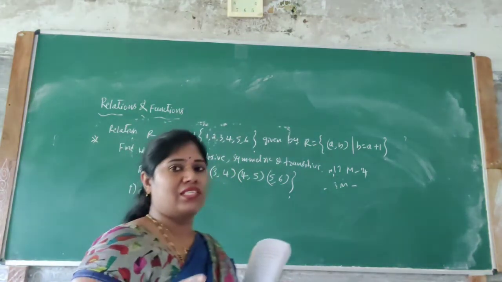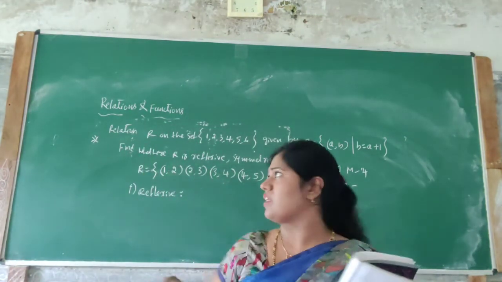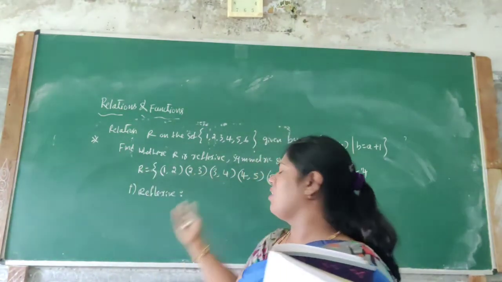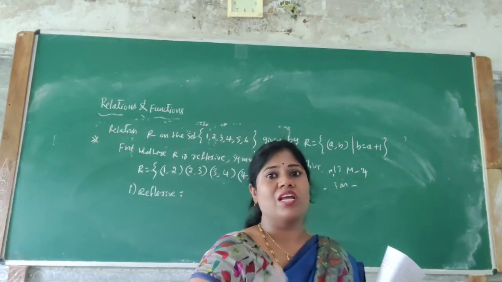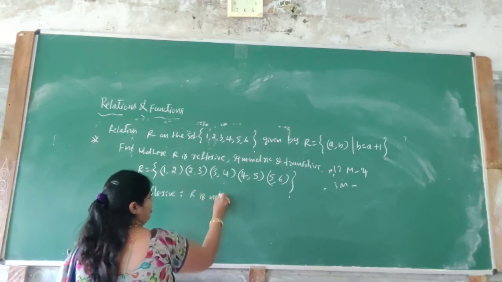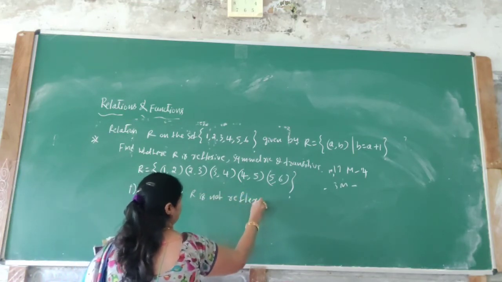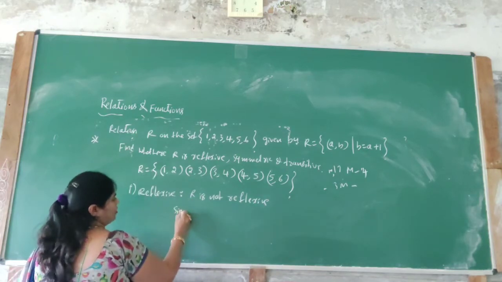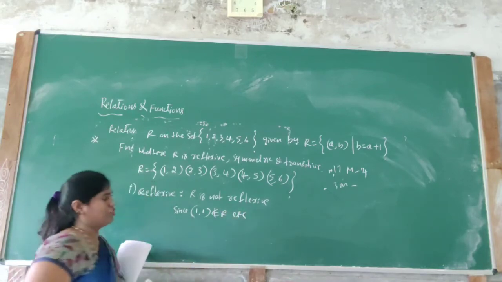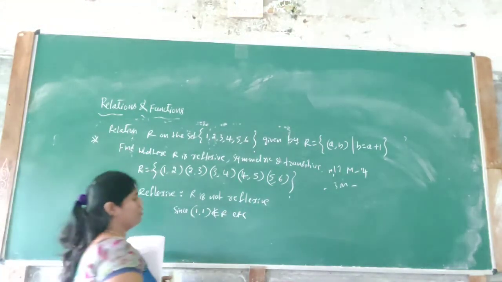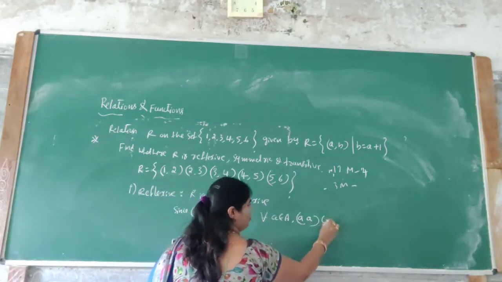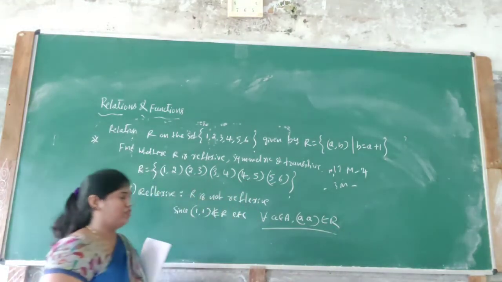Is (1, 1) there in the set R? Is (2, 2) there in the set R? Or 3, 4, 5, 6? These are all not there in the set R. Therefore, R is not reflexive, since (1, 1) does not belong to R. Then write like this. You know the definition, no? For all a belongs to A, (a, a) should also belong to R. We have to write this definition.